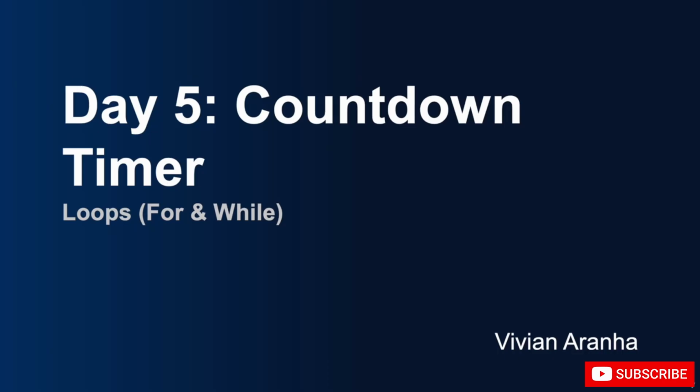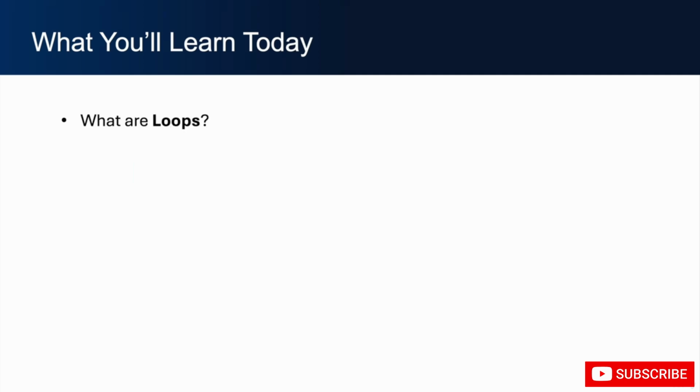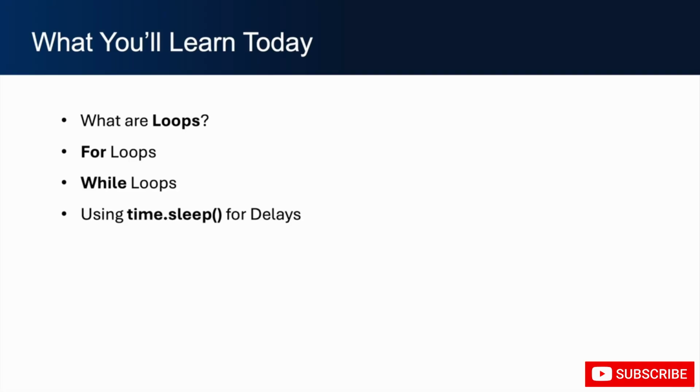Welcome to day 5 of your 100 days of Python challenge. Today, we'll master loops in Python, specifically for loops and while loops. By the end of the day, you'll build an interactive countdown timer that can count down from any number you provide. Let's look at what you learned today. First, what are loops? Then we will cover for loops and while loops using time.sleep for delays, which will help us in our day 5 project, which is the countdown timer.